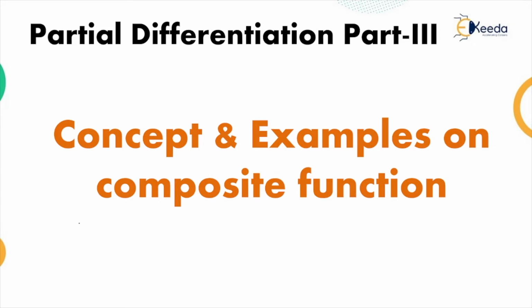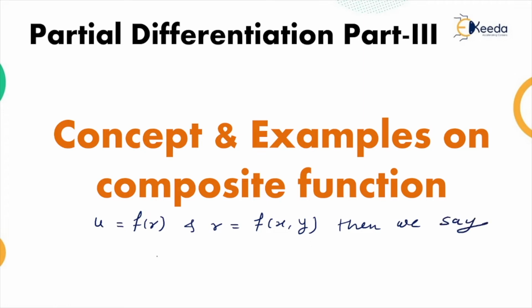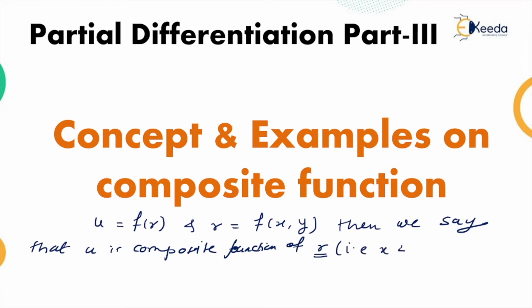So let's see. If u is a function of r, and r is a function of two or more variables, for example r is a function of x, y, then we say that u is a composite function of r, which means simply of x and y. So that is the definition of a composite function.